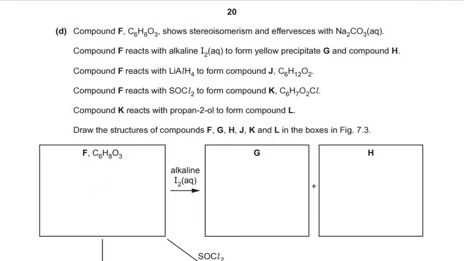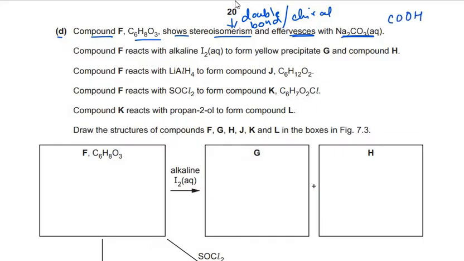Yes. Next, part D says compound F is C6H8O3, shows stereoisomerism and effervescence with sodium carbonate. Now stereoisomerism may be geometric or optical, so maybe a double bond or a chiral center should be present. Fine. And if it shows effervescence with sodium carbonate, then it definitely has an acid part, that is, a carboxylic acid is present in compound F as one of the functional groups.